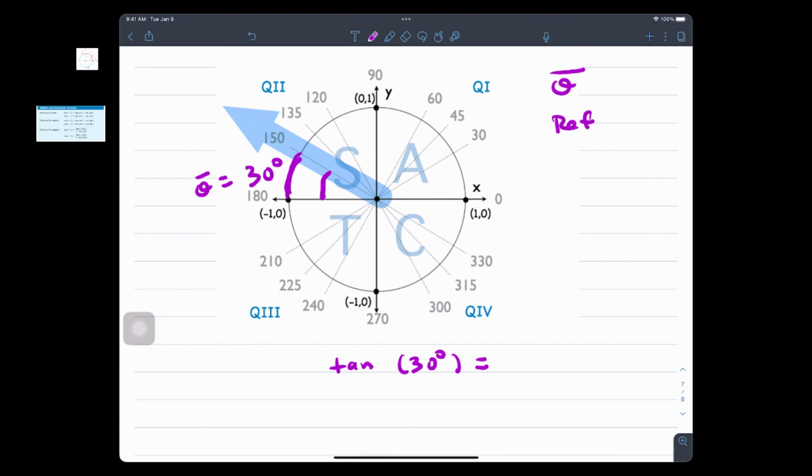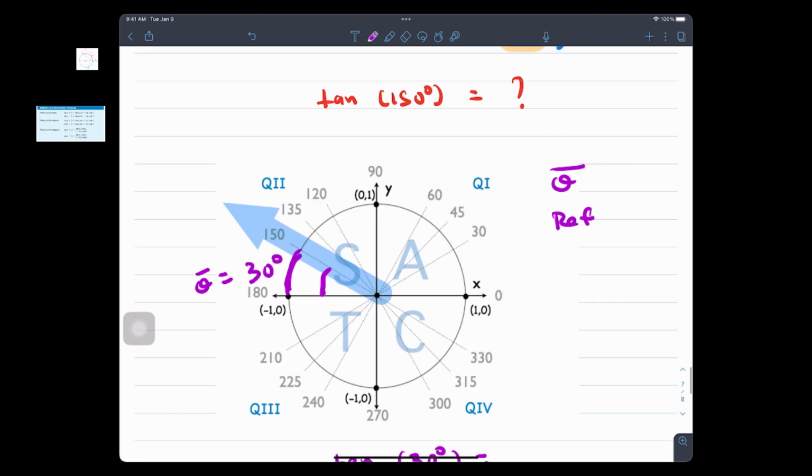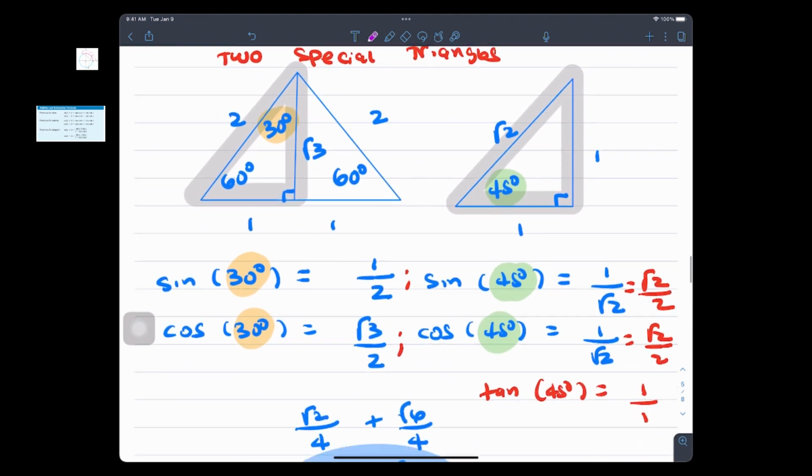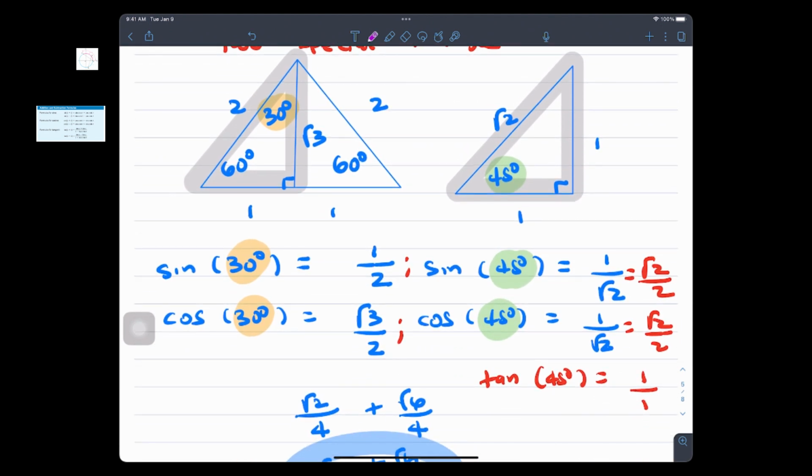So I have to go back now to the special triangle. Where's the special triangle for tangent 30 degrees? Do we still have it? We sure do. You just need to know the definition. I'll put it here. What's tangent of 30 degrees? Anybody remember? Opposite over adjacent. What's that ratio?